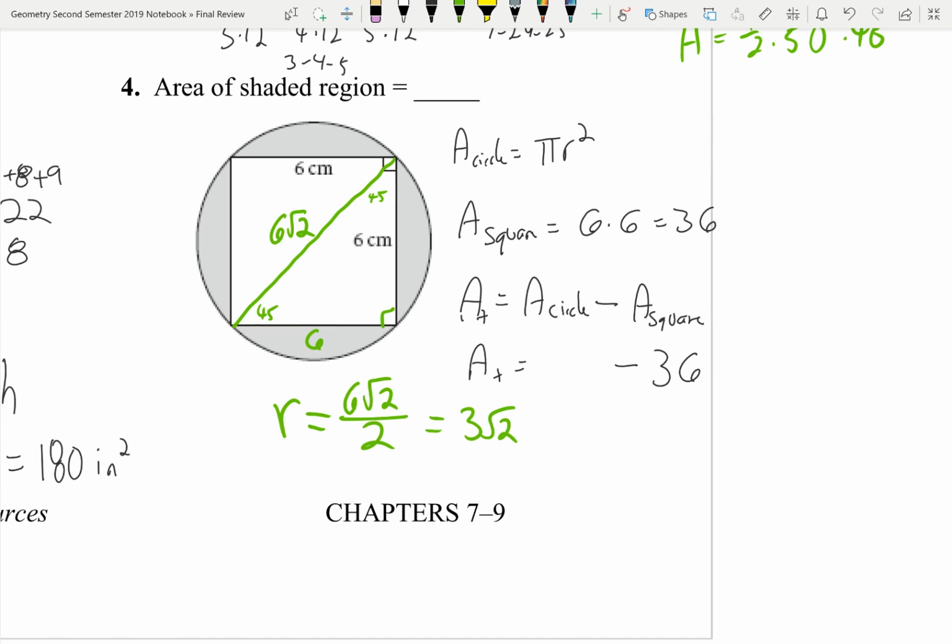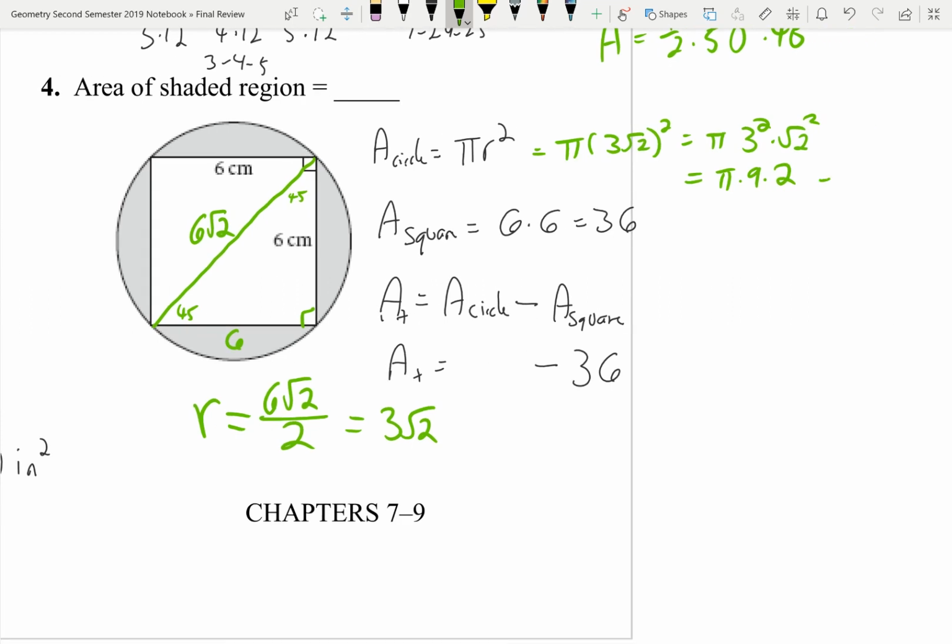So the radius is 3 root 2, and so that's going to equal pi times 3 root 2 squared, and that's pi times 3 squared times root 2 squared, which equals pi times 9 times 2, which is equal to 18 pi. And so I'll put that right here. So 18 pi minus 36 is your answer.